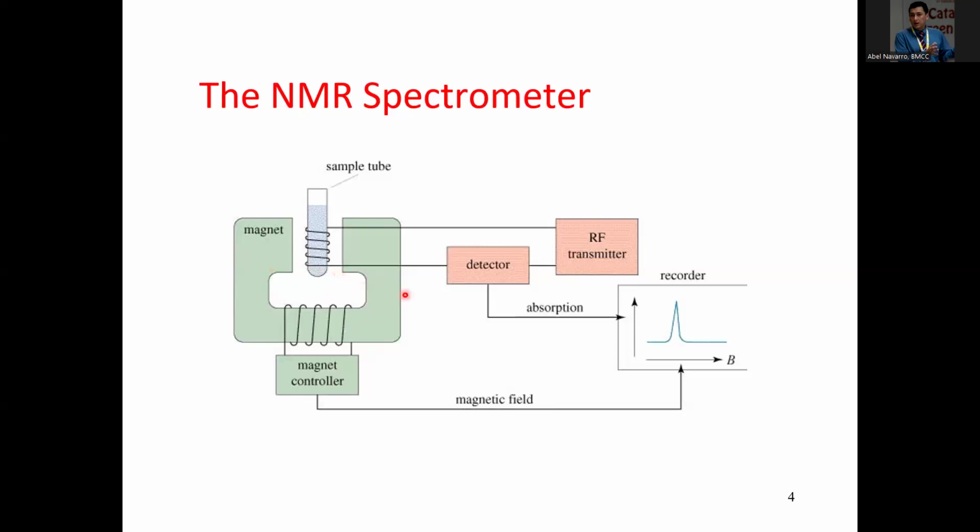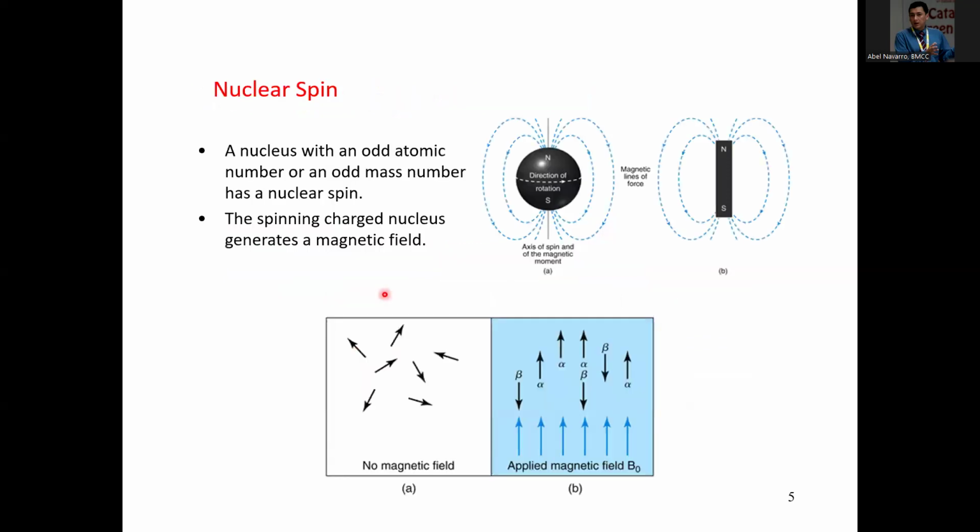Okay, so going now to the nuclear spin. What is that nuclear spin, Professor? I never heard about the spin of the nucleus. Yes, so remember electron spin, that's what we have from GenChem. You have an electron that has spin up and spin down.